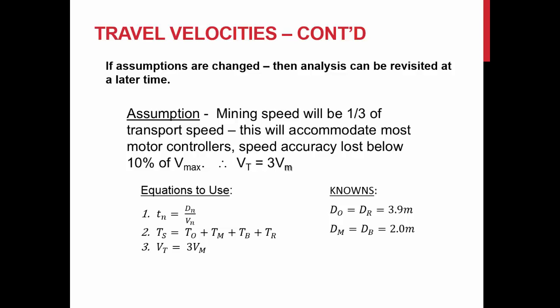So looking through the analysis, again we're recording some other assumptions we made. The mining speed will be 1/3 of the transport speed in order to accommodate most models of motor controllers that could be used on the rover. The key thing is speed accuracy gets lost below 10% of the max velocity, and the transport velocity is going to be 3 times whatever the max mining velocity is. With that, we can establish our equations of use, and we also have some knowns that can contribute to the success of our model.